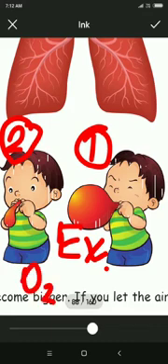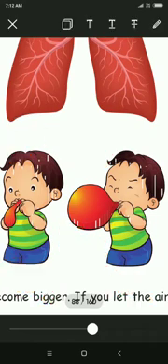When you blow the balloon, it becomes big in size, so we breathe in like that. And then next we release the air from the balloon, so the balloon becomes small. So we breathe out air, and the lungs become smaller.